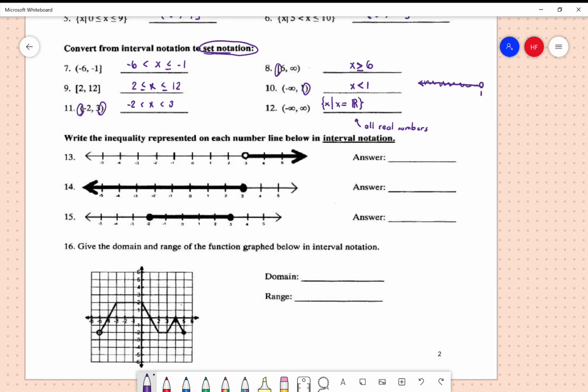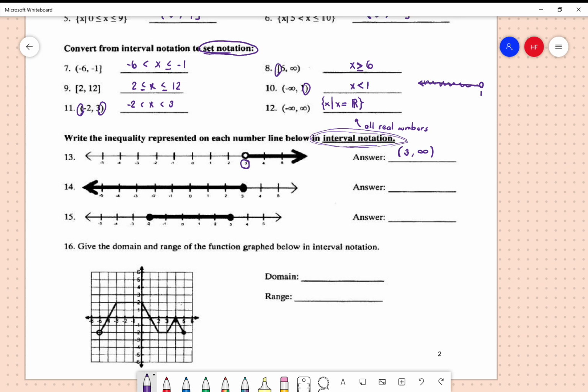On number 13, it says write the inequality represented on each number line below in interval notation. So interval notation is how we saw it in the beginning here. So on number 13, one of my endpoints is 3. And my other endpoint is going forever and ever and ever. So forever and ever and ever, we write as infinity. The circle is open, so my end is going to be a parenthesis.